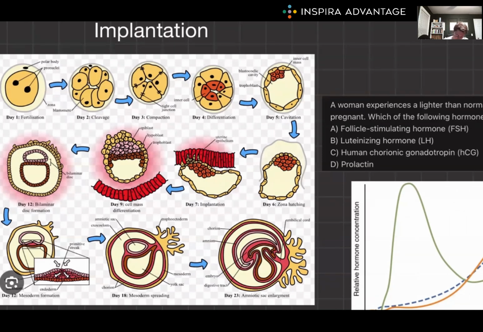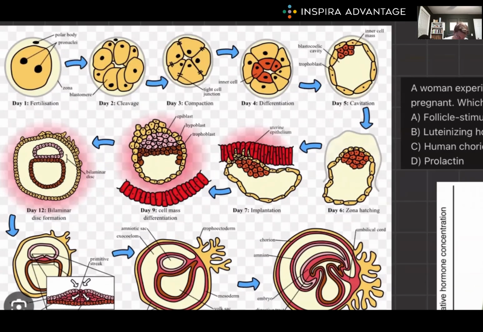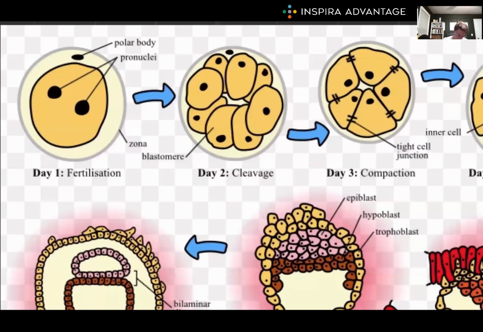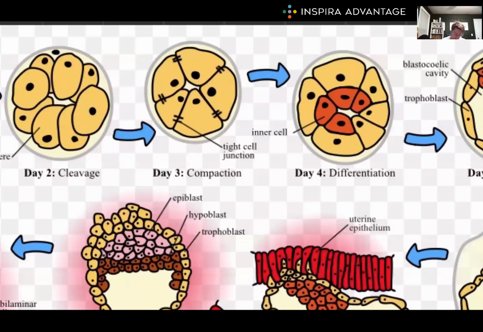Let's break it down with this diagram here. So we'll say day one is when we get fertilized. From our previous videos, you'll remember we've got the polar body, which is not going to do anything, and we've got some pronuclei in the center. Almost immediately, it's going to begin cleaving and form what we call a blastomere. By day three, we start to compact. We're forming tight cell junctions between the individual cells. This is allowing the cells to all share nutrients and communicate with each other very quickly.